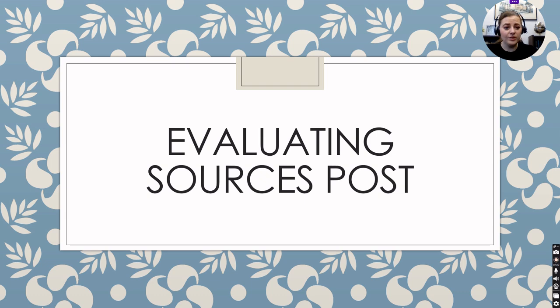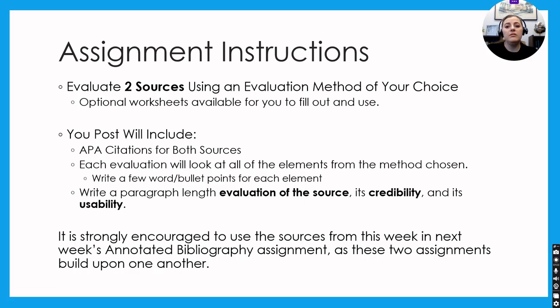So for the assignment, what does this look like? You're going to take two sources that you found within your searches and you're going to use an evaluation model of your choice. There are optional worksheets available for you to fill out and use, so do keep that in mind. Your post will include your APA citations for both of your sources, and each evaluation will look at all of the elements of the chosen method. Write a few bullet points or words for each element. You don't need to wax poetically about it. Just a couple of words will do, because you will also be writing a paragraph-length evaluation of the source, its credibility, and its usability.